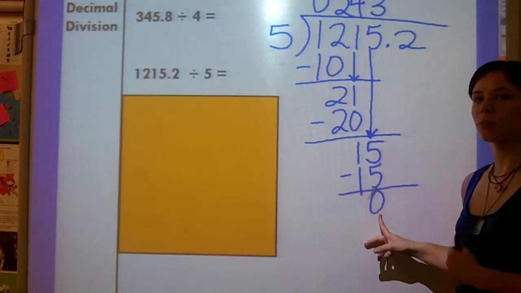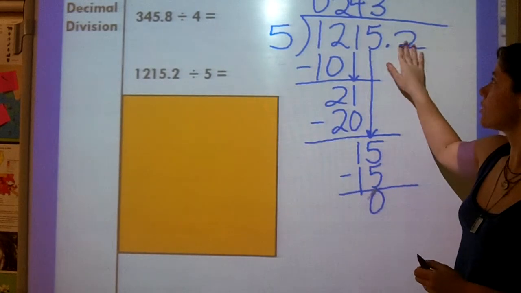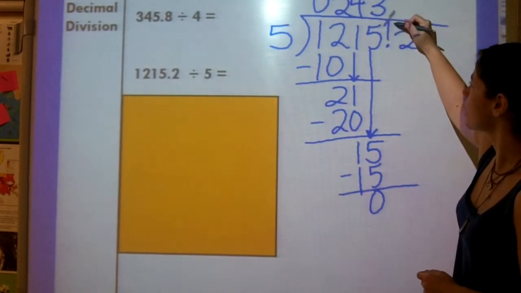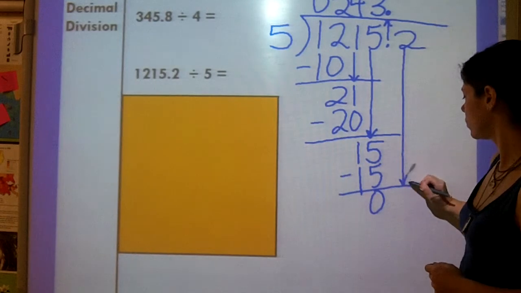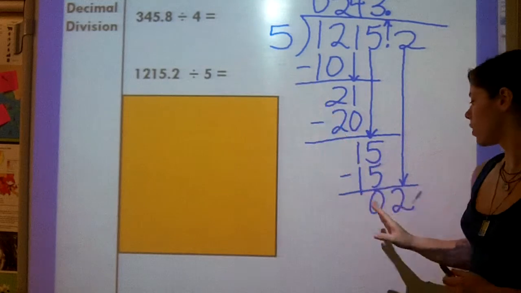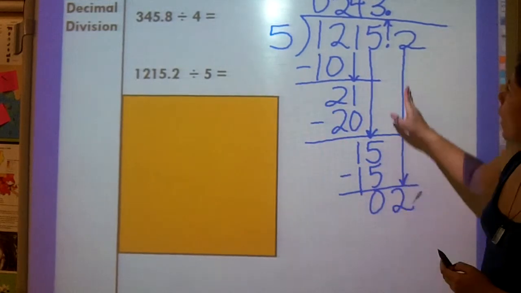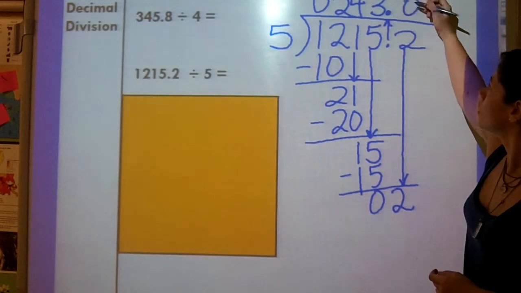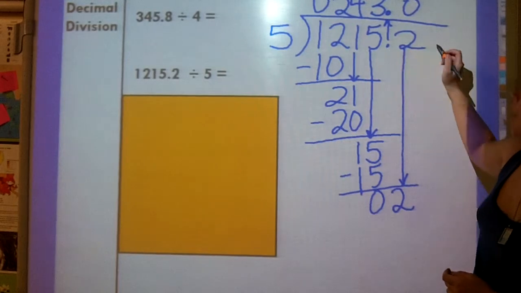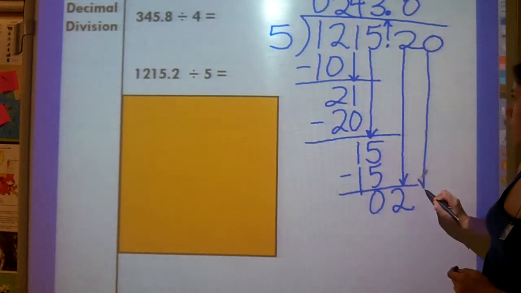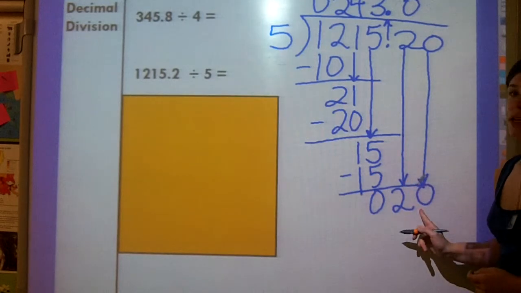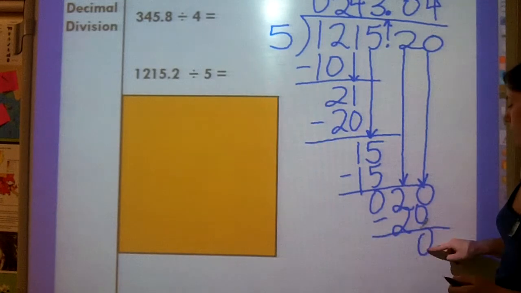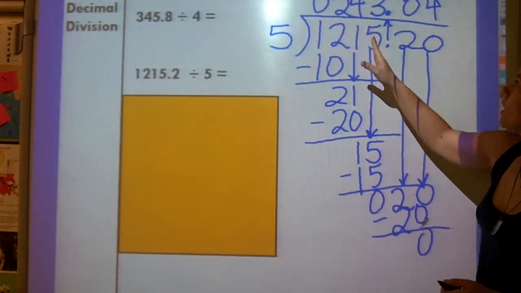I'm left with a 0 here, but I'm not finished yet because I still haven't dealt with my decimal and my 2. So before I bring this 2 down, remember, I bring my decimal straight up, bring my 2 down, and continue dividing. Can 5 go into 2? No. I don't have anything above that 2 in my quotient, so I need a placeholder 0. Now that I have that placeholder, I can add the 0 in my dividend and bring it down. 5 goes into 20 4 times. I'm left with 0. Every number in my dividend has a placeholder. I'm good.